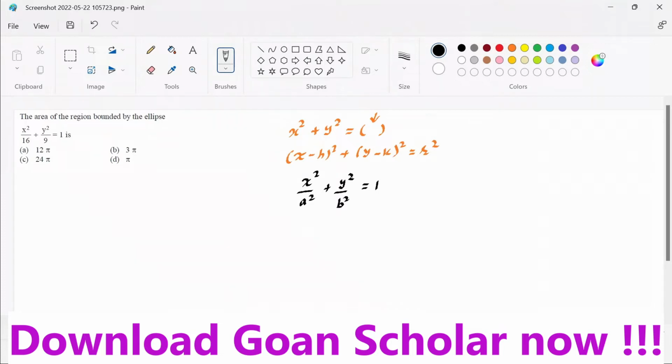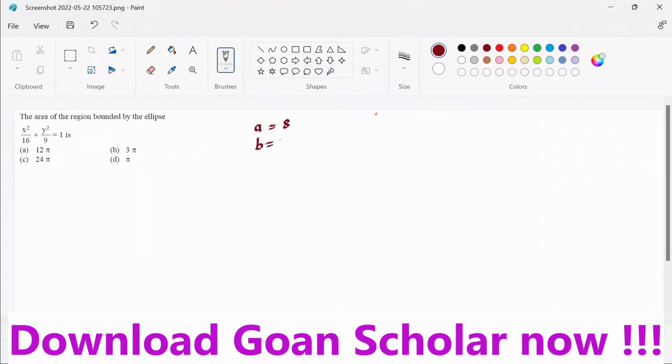Now be very careful with this a and b, the numbers which are written below x square and y square. Why do we have to be careful? Because they will decide along which axis the given ellipse is. Here a square is 16, so a is 4, sorry, what I am doing here. The standard equation of ellipse is x square by a square plus y square by b square equal to 1. So a is 4, 4 square is 16, and b is 3. So if a is 4 and b is 3 for this particular equation, let's plot the ellipse.